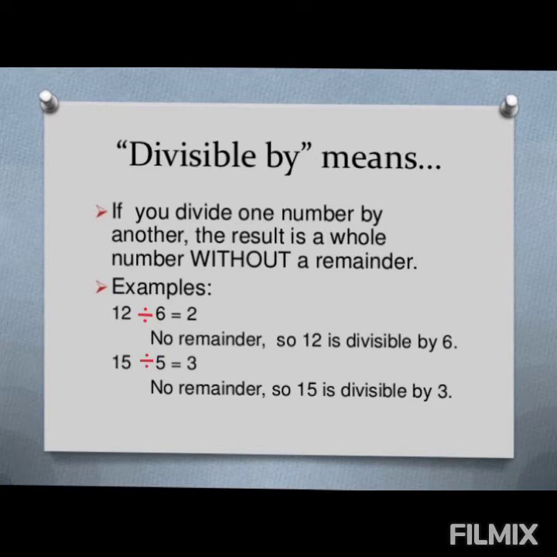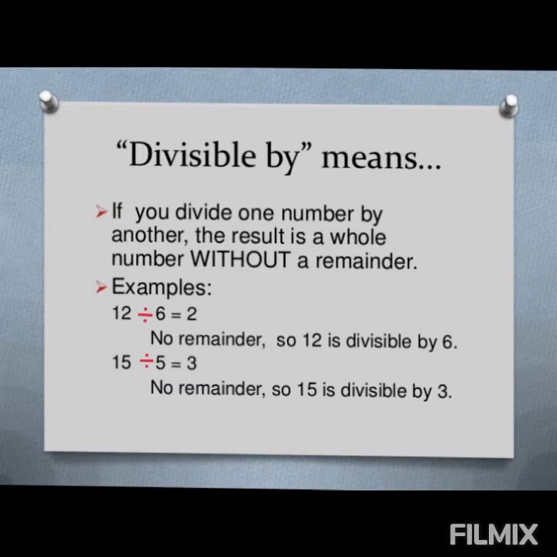Now let us take the example of 15. 15 is divided by 5. So 3 5s are 15. So we will get 3 here as a quotient and there will be no remainder. Remainder will be 0. So 15 is divisible by 5. And if we divide 15 by 3, then we will get 5. So 15 is divisible by 3 also.